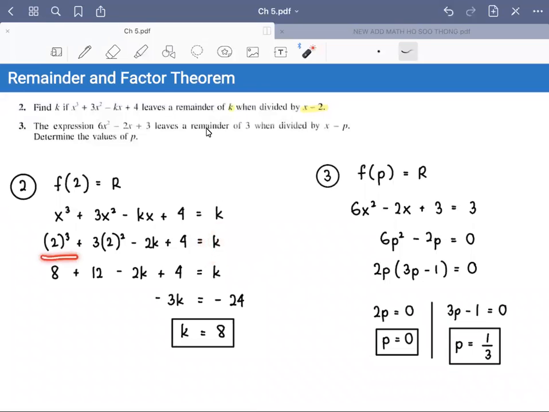And thus simplifying this, you'll get 8 plus 12 minus 2k plus 4. And then combining like terms, I'll transpose k to the left side. It gives me negative 3k, right? With negative 2k. And then adding this and transposing it to the right side, it'll give me negative 24, right? So your k is equal to 8. I think you guys know what happened here, right? We just divided it by 3. That's how I got my value of k.